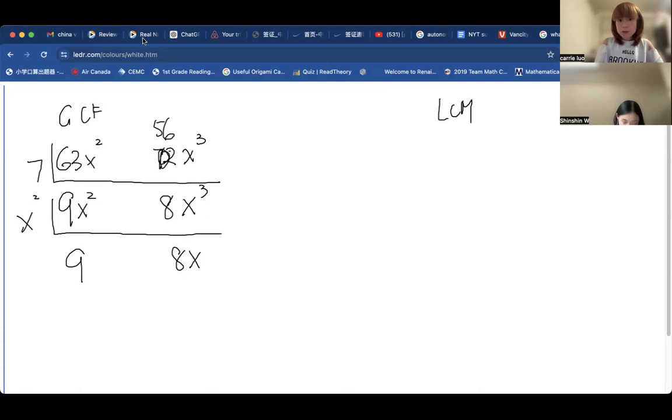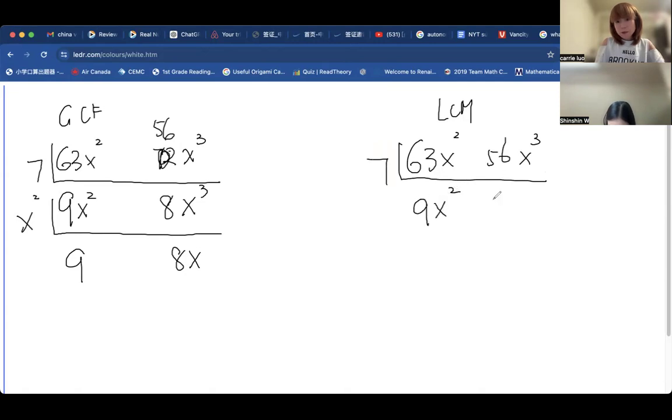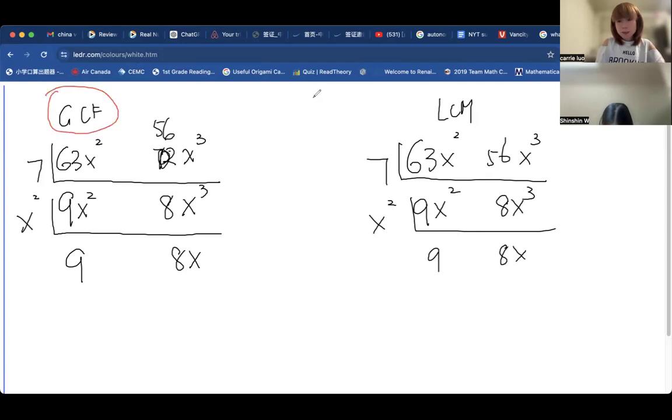Okay, so xinxin, I want you to stop here, okay? So the same thing, 63x squared and 56x cubed. Doing the same thing: 7, 9x squared, 8x cubed, x squared, 9 and 8x. Okay, so now, what is the greatest common factor? Xinxin, look carefully, very, very important. The greatest common factor is just this part: 7 times x squared equals 7x squared.